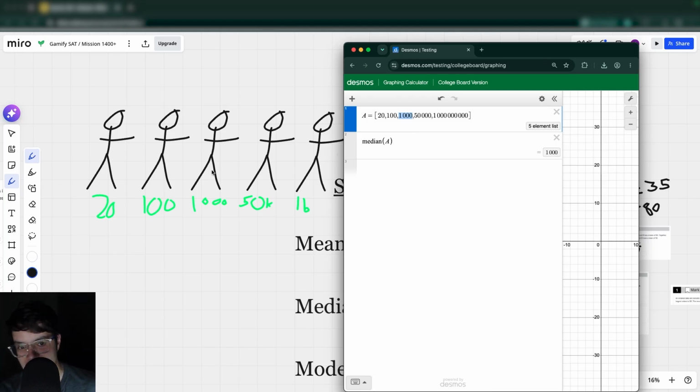If we had an even number of people, so for example, if we had another person in here that had like 1,500, then you just find the mean of the 2 middle points, and that is the new median. So in this case, it would be 1,250, because 1,000 plus 1,500 divided by 2 is equal to 1,250.